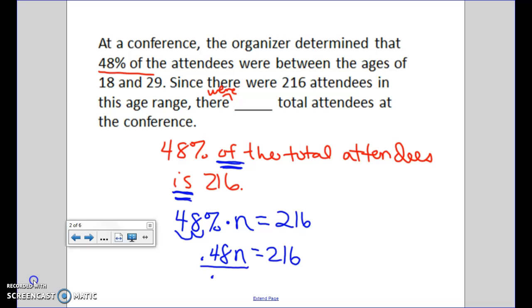I'm going to go ahead and use my calculator this time on this problem. If I divide 216 by 0.48, I know that that means that the number of total attendees would be 450. Now let's think about if that makes sense or not. Does 216 seem like just a little below half of 450? I think it does. Because I know half of 450 is 225. We have 2% less than that, so 216, that would make sense. So I'm going to say there were 450 total attendees at the conference.